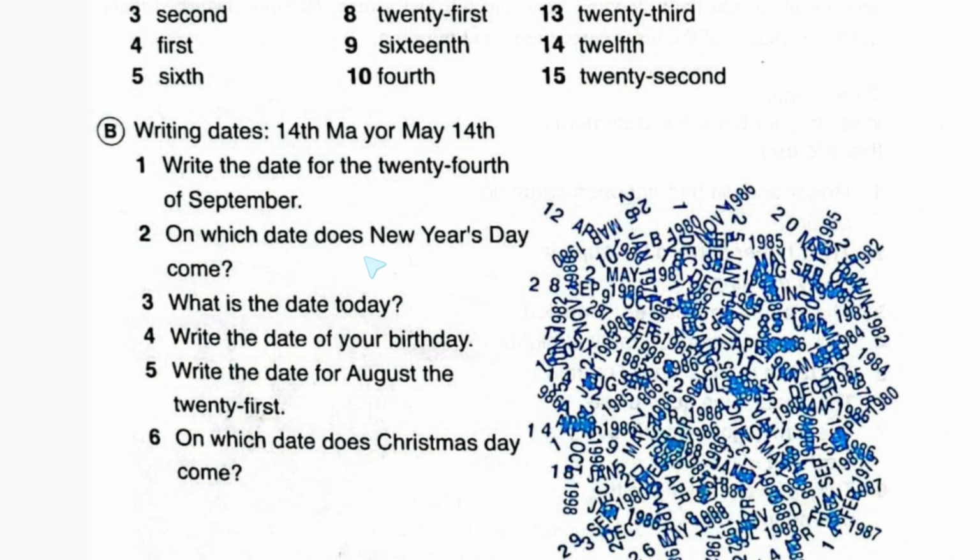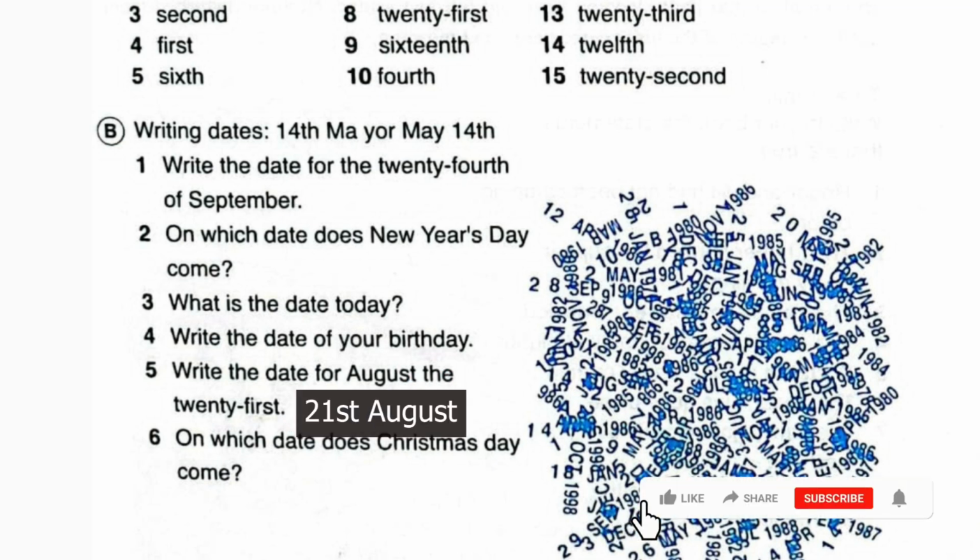On which date does New Year's Day come? 1st January. What is the date today? 17th July 2025. Write the date of your birthday. It is your duty. If I write my one, then it will be 15th November. 5 number. Write the date for August the 21st. It will be 21st August.